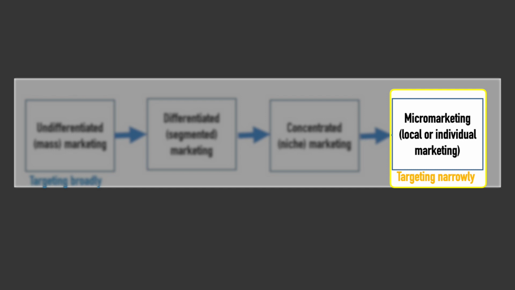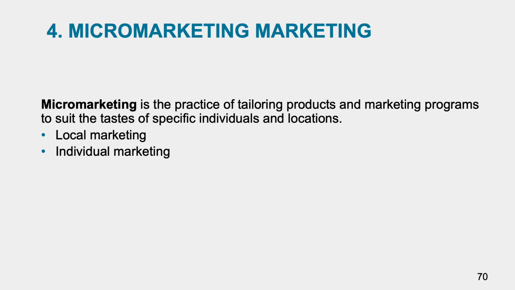The next type is micro marketing. Micro marketing is the practice of tailoring products and marketing programs to suit the tastes of specific individuals and locations. It can be of the local marketing and individual marketing type. Rather than seeing a market of customers in every individual, micro marketers see the individual in every customer. Micro marketing includes local marketing and individual marketing.